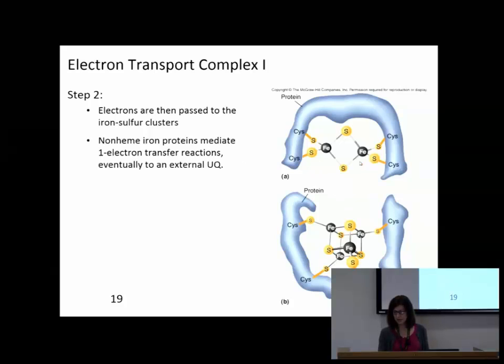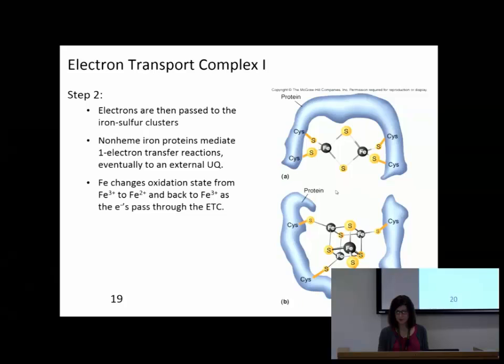They're different. You can have a 2 iron or a 4 iron. There's 2 different forms. And they're held to the proteins through sulfur bonds, sulfur coordinate covalent bonds. But what really is doing the work is the iron. So when it picks up electrons, it's going from iron 3 to iron 2. When it's giving it off, it's going from iron 2 to iron 3.